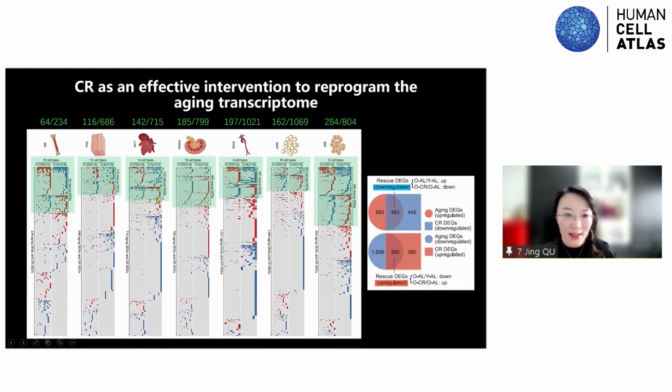We then analyzed the differentially expressed genes, and the aging DEGs that were partially rescued by CR are referred to as rescue DEGs. We can see here, CR rescue genes account for almost 1/3 of aging DEGs, and each organ shows a similar trend. The most dominant tissue is the brown adipocyte.